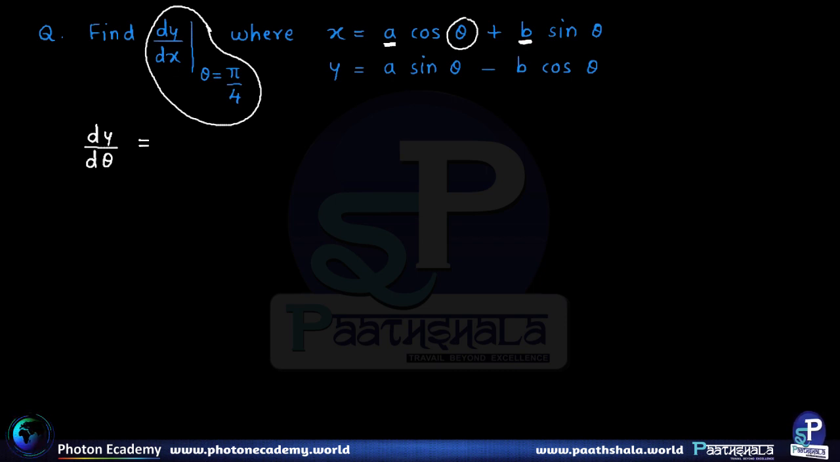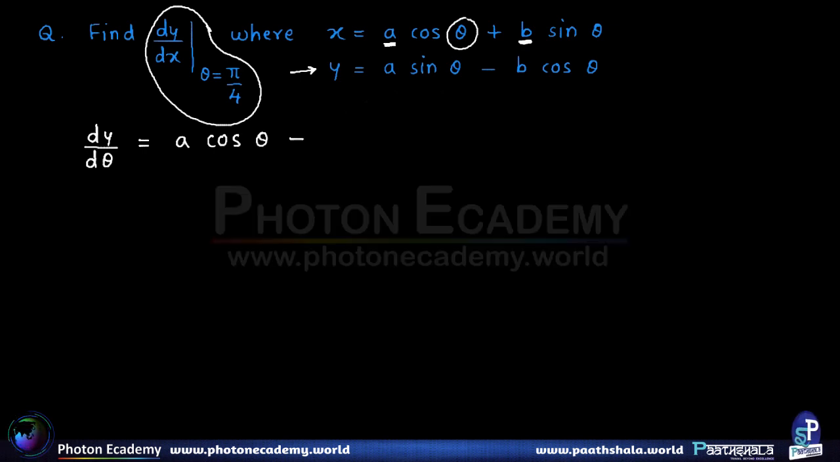Okay. Now let's differentiate y first, that is dy by d theta equal to the derivative of a sin theta, which is a cos theta, minus b into the derivative of cos theta, which is minus sin theta. So that turns out to be a cos theta plus b sin theta.